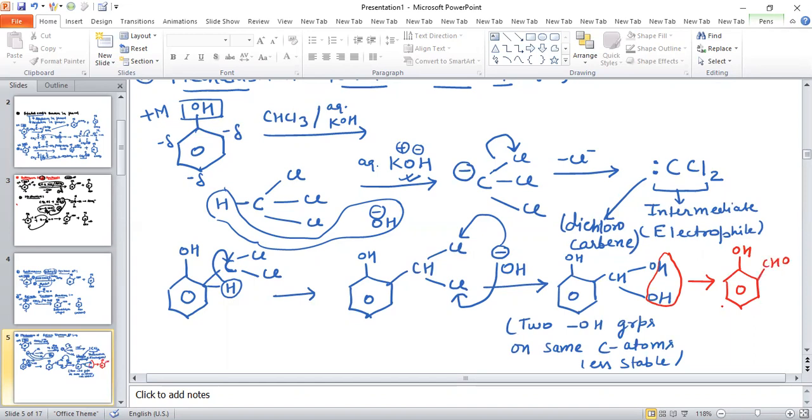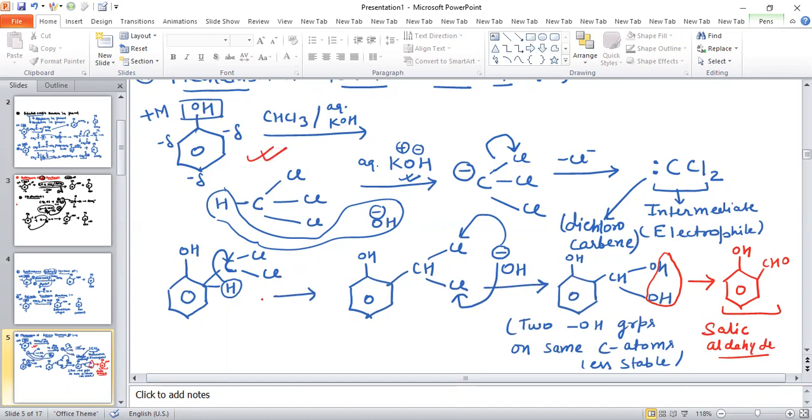So this is basically the salicylic aldehyde. The name of this compound is basically salicylic aldehyde. Now you can say the final product is salicylic aldehyde, the ortho product.